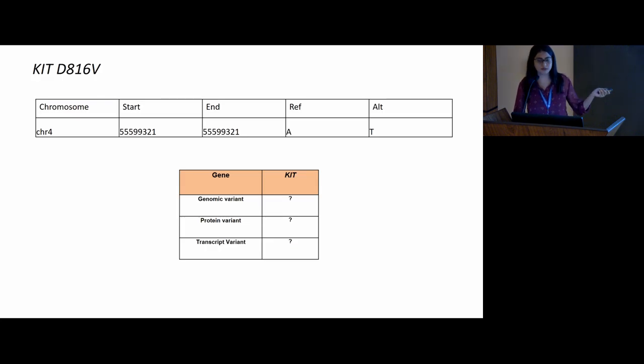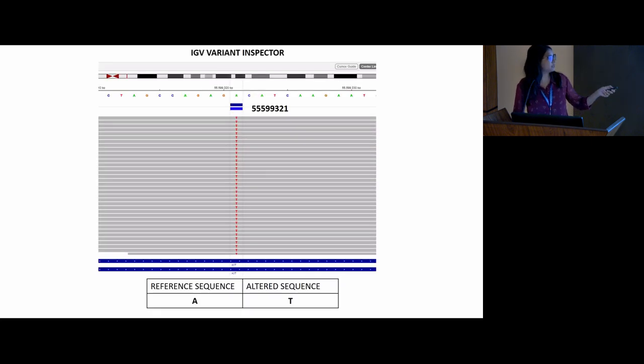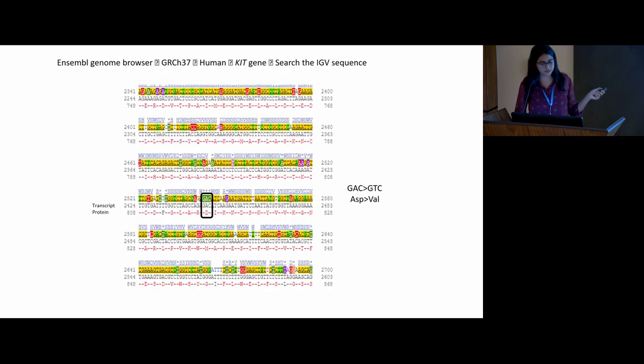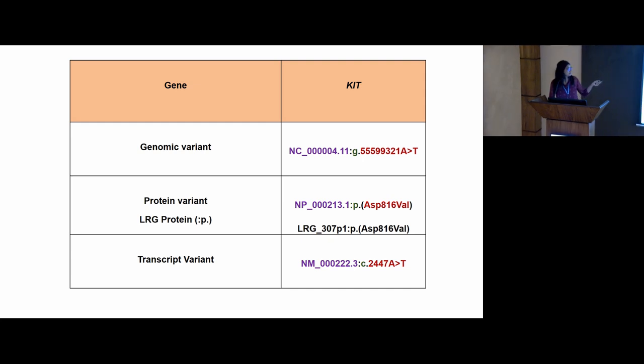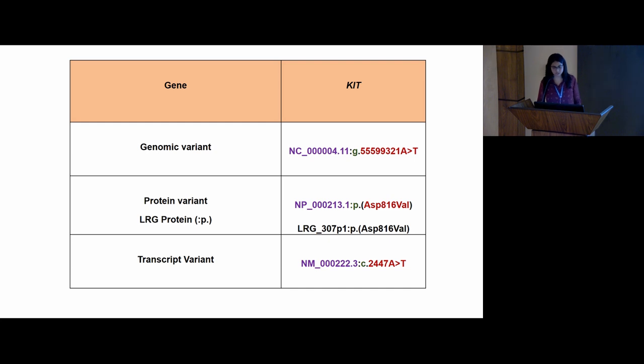On chromosome 4, here we can see the reference was A, which is altered to T. Again, this is the IGV, and we can see that at this location, A has gotten converted to T. It's 816 when following the protein, this D, and the transcript is GAC. So A got converted to T, so GAC got converted to GTC, meaning aspartic acid got converted to valine. And this is the final report. Again, this is the RefSeq ID, this is your sequence type, and this is the position change.